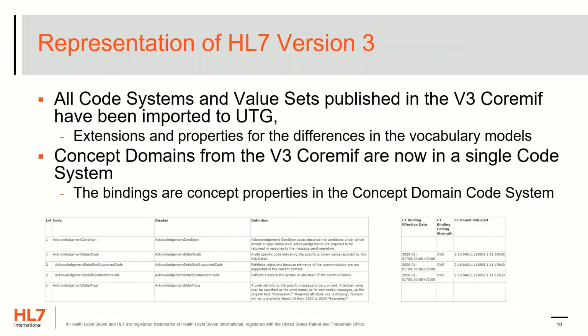UTG has imported all code systems, value sets, concept domains, and bindings published in the V3 core MIF. This is represented using extensions and special concept properties to accommodate for the differences in the V3 model and the FHIR vocabulary model. All V3 concept domains are now represented in a single concept domains code system, where each concept domain is a single concept code. All of the bindings are represented as properties on each concept, with all HL7 binding realms represented in a single code system of binding realms.